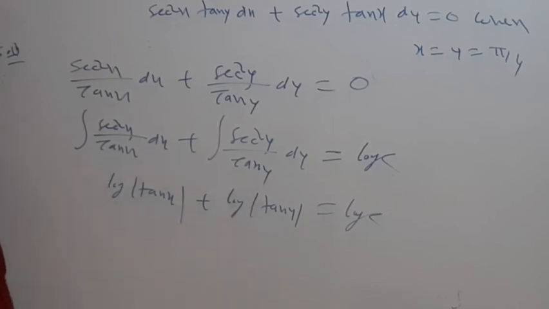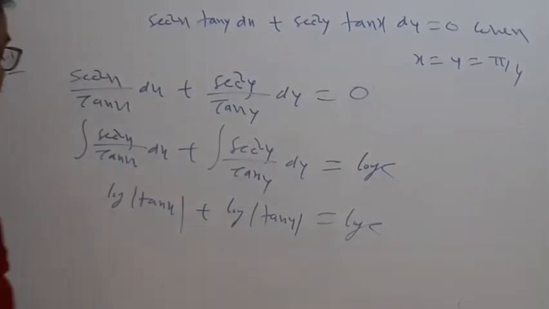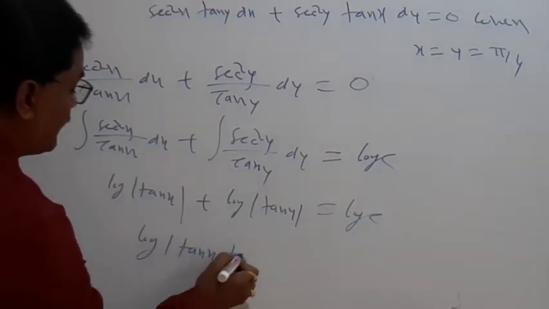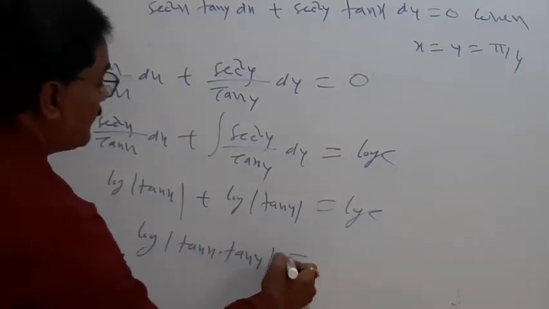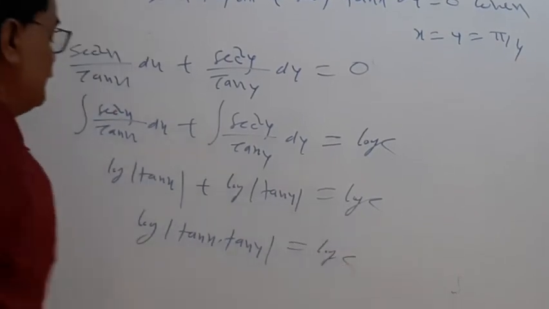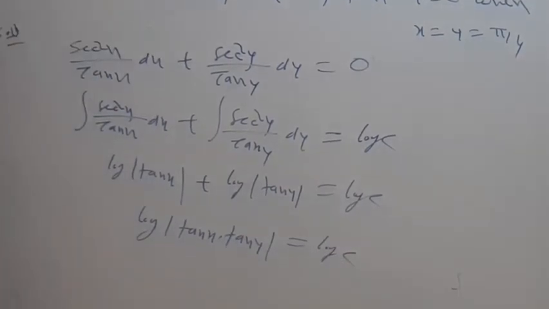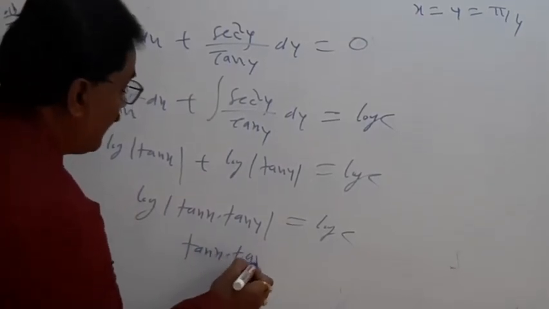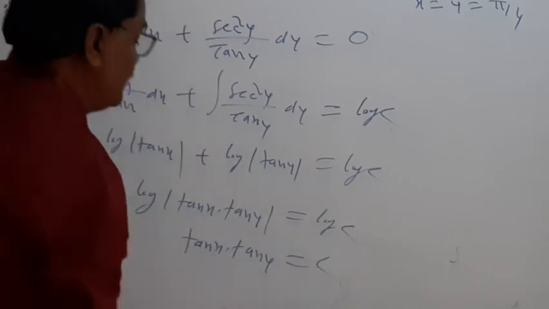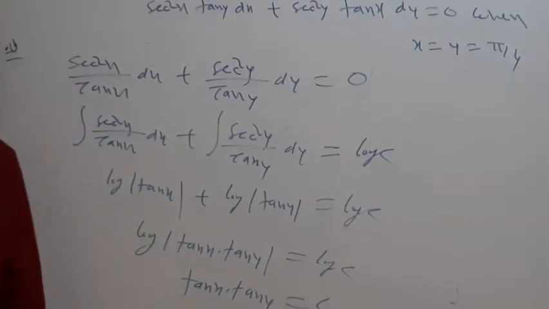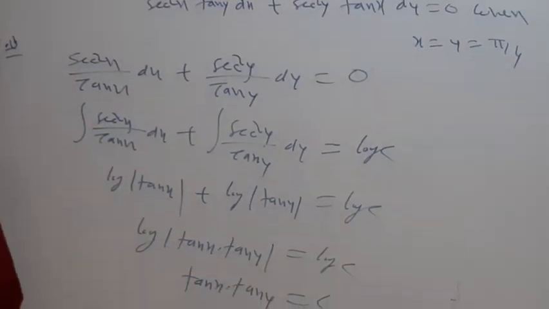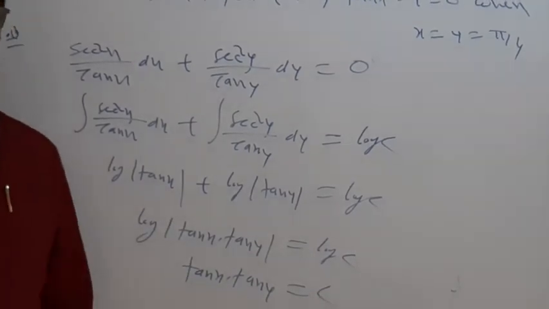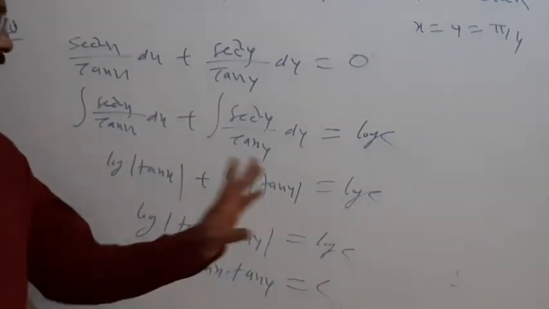Log a plus log b is log of a into b. So log of tan x into tan y is equal to log c. Cancelling log on both sides, we get tan x into tan y is equal to c. This is the general solution. But we have to find the particular solution. Particular solution means finding the value of this arbitrary constant c and then putting the value of c.